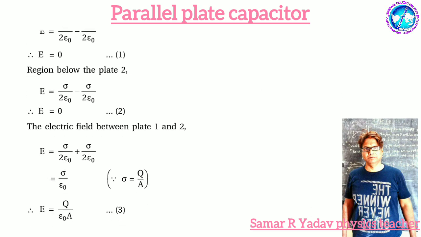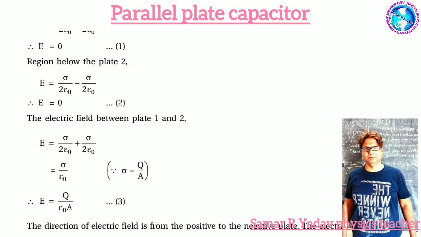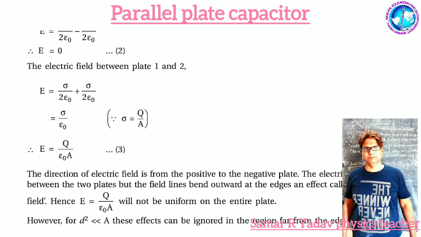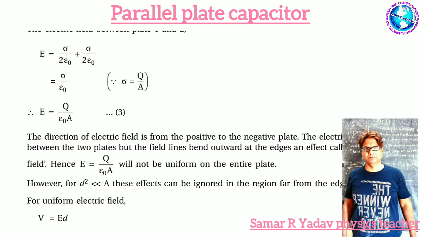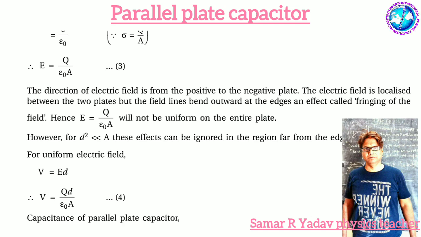The electric field between plates 1 and 2 is E equal to sigma upon 2 epsilon 0 plus sigma upon 2 epsilon 0, which is equal to sigma upon epsilon 0, where sigma is equal to Q upon A. Therefore E is equal to Q upon epsilon 0 A, equation number 3. The direction of the electric field is from the positive to the negative plate.